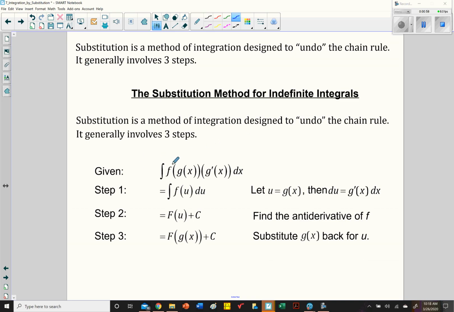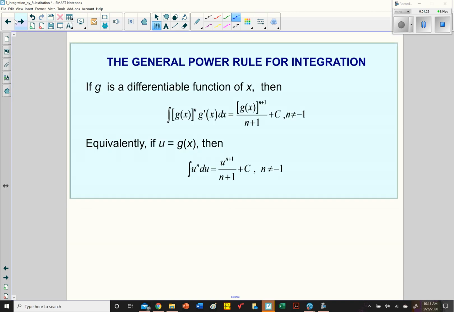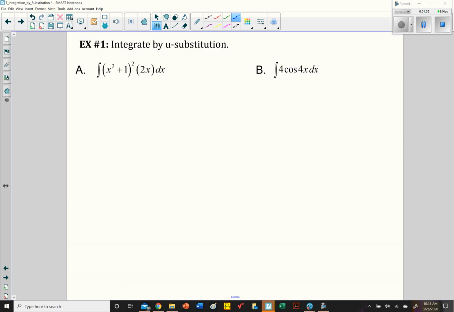Here's that procedure again, written symbolically. And here's that procedure again, written symbolically a different way. If I can see a composition function, some outside function and an inside function, and the derivative of the inside function is in the integral, then we can use U-substitution. Now, if you've never seen that before, that seems a little confusing. So trying and doing is probably the best bet here.